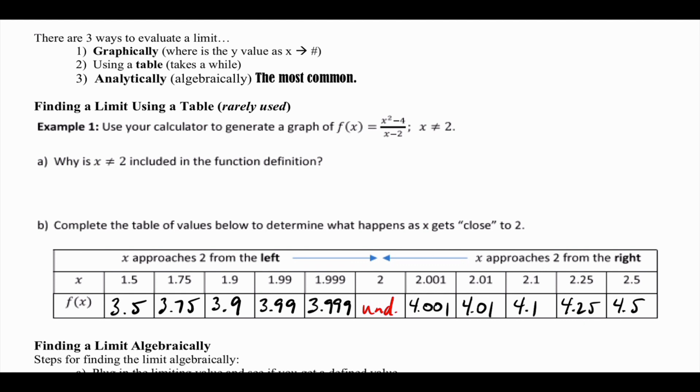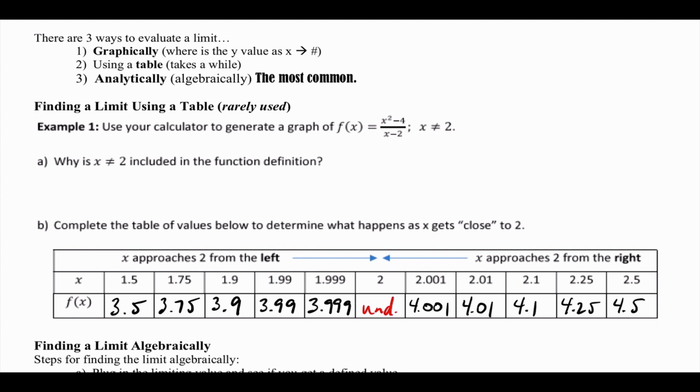Because if you did it by hand, it'd take you forever. And even on the calculator, it takes a while because you've got to plug in each one. So I just did it for you guys. So they're all filled in because they give you numbers, right? 3.5, 3.75, 3.9, 3.99, 3.999, 4, 4.01, 4.1, 4.25, 4.5.